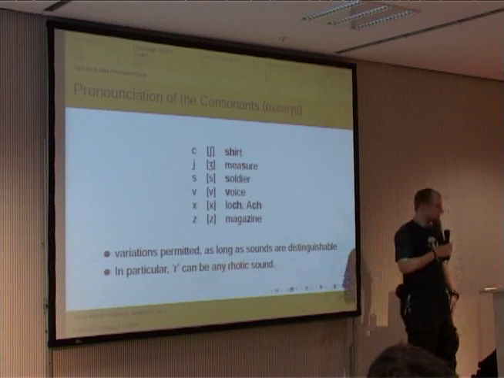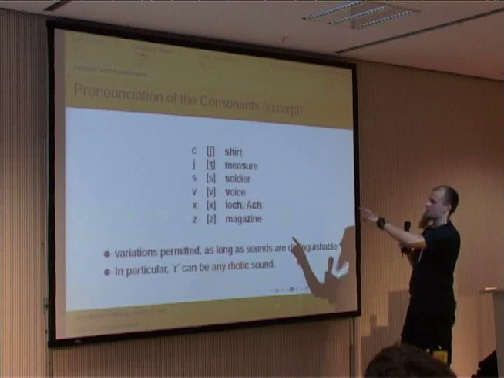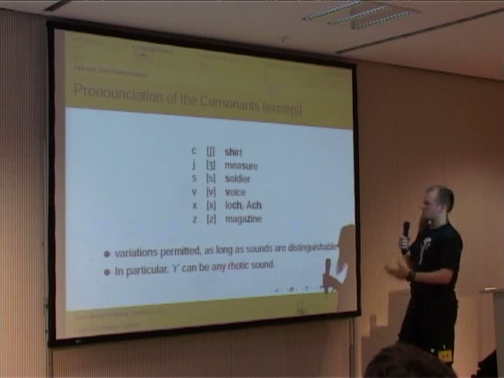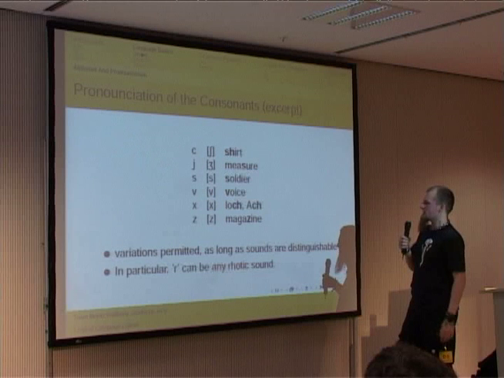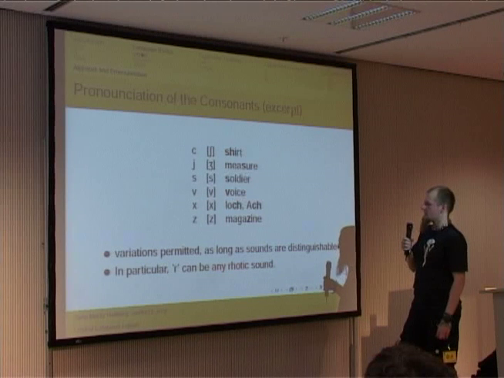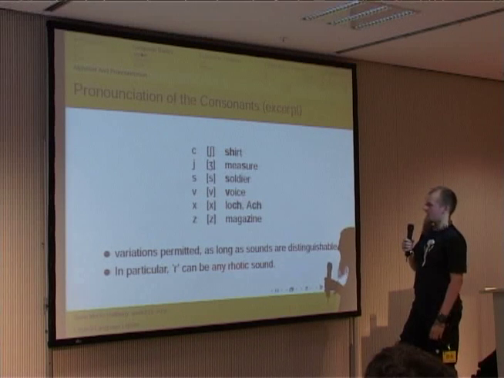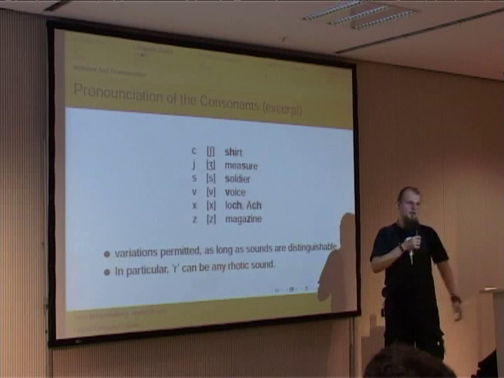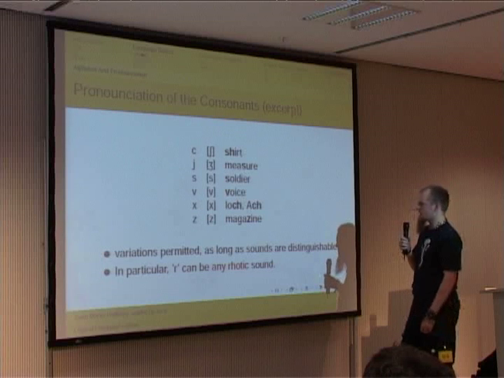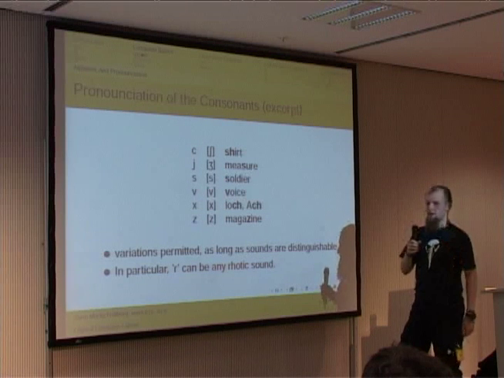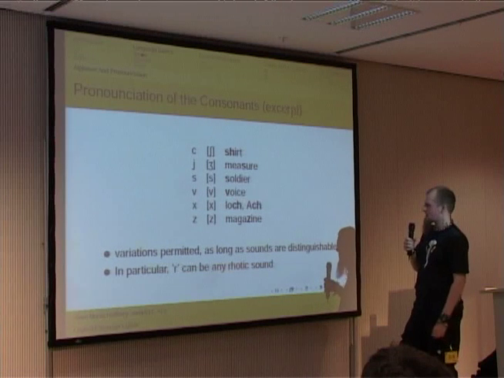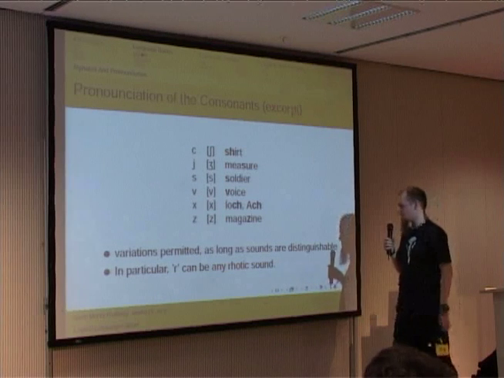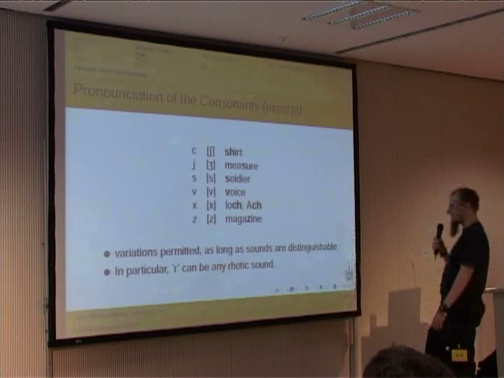There are some special consonants that I should tell you. The C is pronounced sh, as in shirt. J is zh, and S is always sharp. V is always voiced. And the X is pronounced as in loch and ach. You can also say ch. It doesn't make a difference, as long as it's some kind of sound in the back of your throat. And the Z is as in magazine. As I said, variations are permitted as long as it's distinguishable somehow.